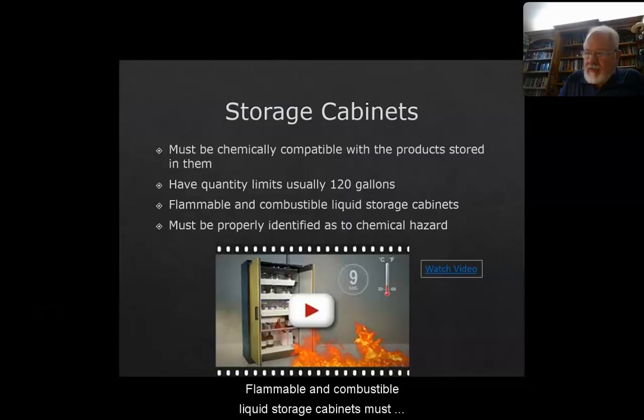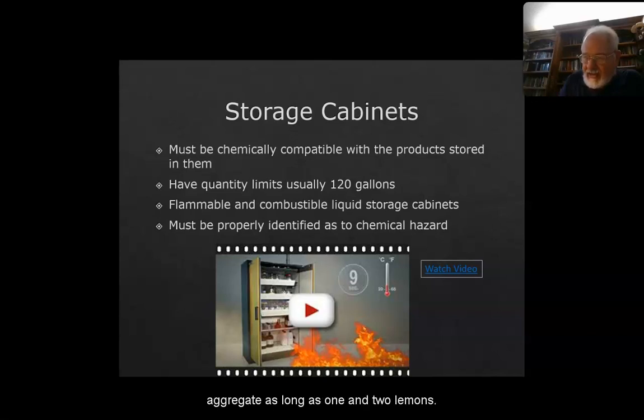Flammable and combustible liquid storage cabinets must be chemically compatible with the product stored inside them. They have quantity limits, usually maximum of 120 gallons. They must be properly identified as the chemical hazard. Flammable liquid storage cabinets listed under UL 1275 are limited to 60 gallons of Class 1 and 2 flammable liquids, 120 gallons aggregate as long as Class 1 and 2 limits are not exceeded.